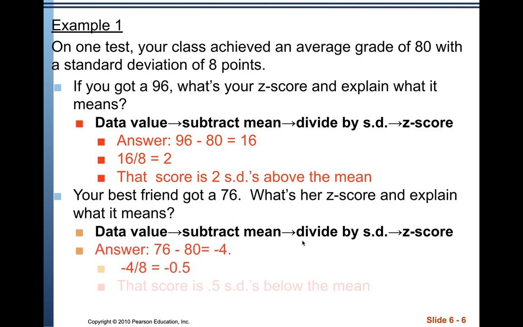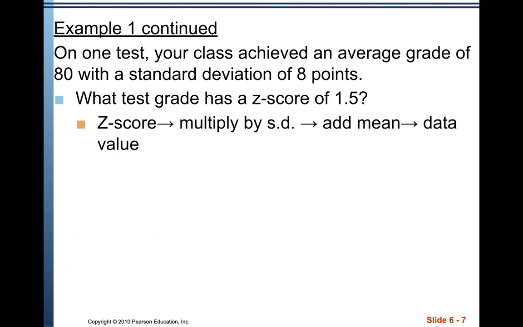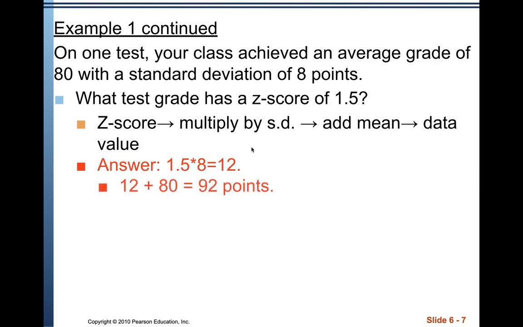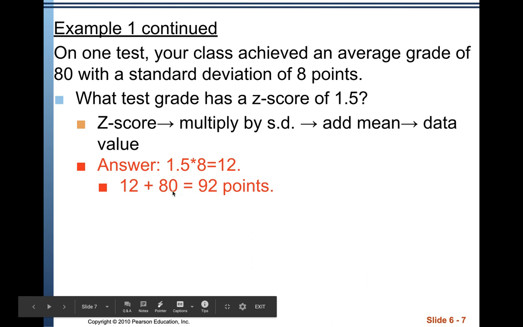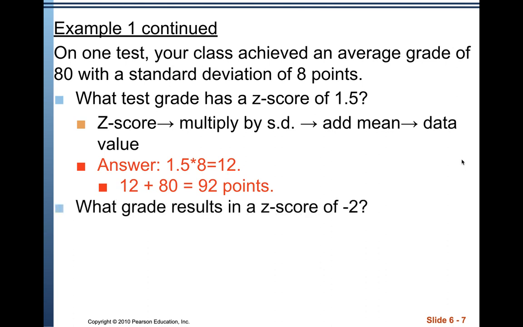So let's go back to this example. Take the z-score of 1.5 and multiply it by the standard deviation. 1.5 times 8, I got 12. Then I add the mean, and I got 92. So what that means is that if you got a 92 on this test, your z-score would be 1.5.